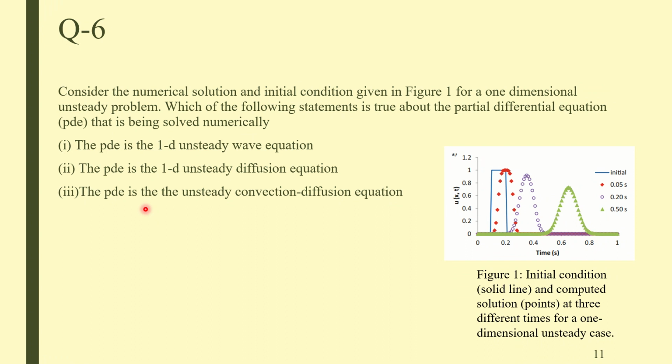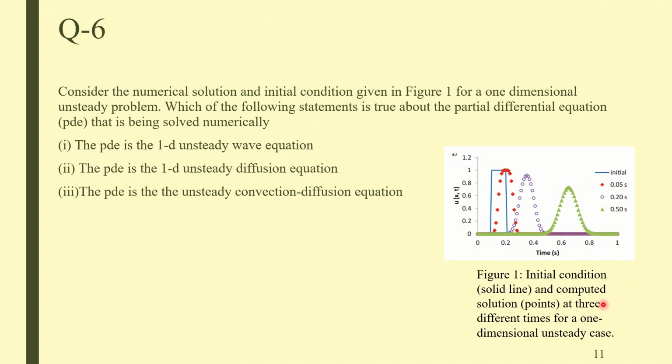Rather, the third statement says the PDE is the unsteady convection diffusion equation. This is again true, because convective motion is taking place, and diffusion is taking place as well. Here you can see that the wave was tall, and after that it has diffused so much, and it has also moved so much. So it is a convective diffusive equation, and also a 1D unsteady wave equation. Both of them are true.